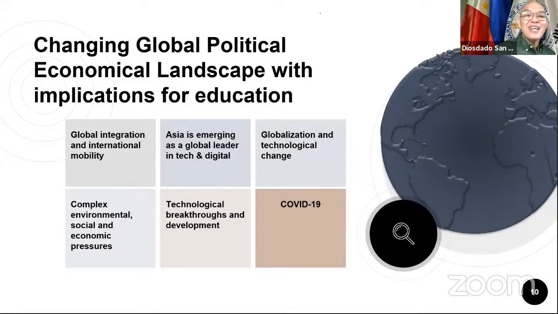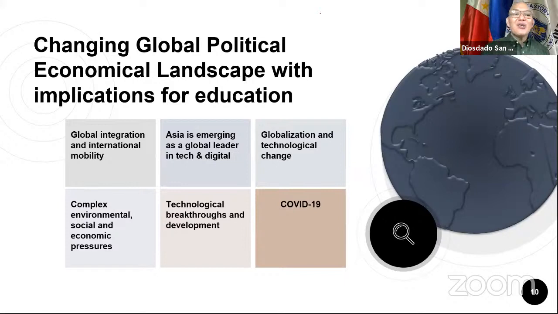These are realities happening now. There is global integration and international mobility. Our youngsters should be ready to be citizens of the world or of the globe, wherever they go. And mobility is very easy now. Of course, after COVID-19, mas babalik ulit yan. Asia is emerging as a global leader in technology and the digital economy. While it has been acknowledged that Asia is emerging as a global leader, of course, yung bansa natin, the Philippines, is an issue as well because we cannot afford to continuously lag behind.